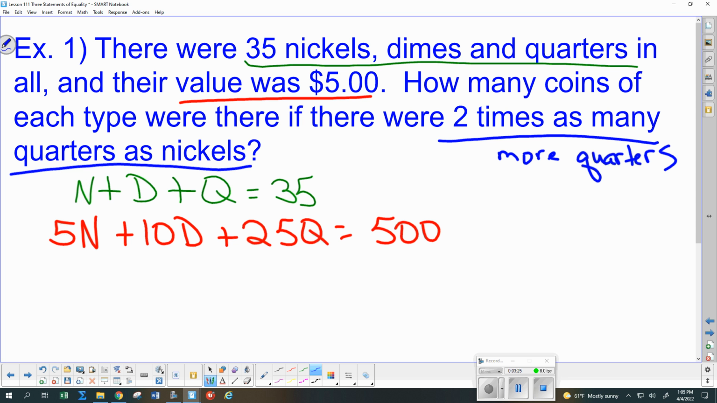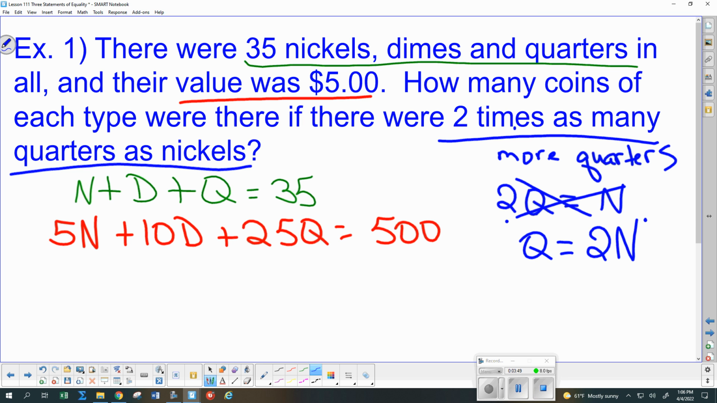But then I'm tempted because it says 2 times as many quarters. I'm tempted to write it like that. But that means if I take the number of quarters, multiply it by 2, I get a bigger number for n. And that's not what I want. So what I should have said is Q is twice the number of nickels. So anytime you have that twice as many, a third as many, be very careful as you set up that equation because it's usually going to mean set it up kind of backwards of what it sounds like.